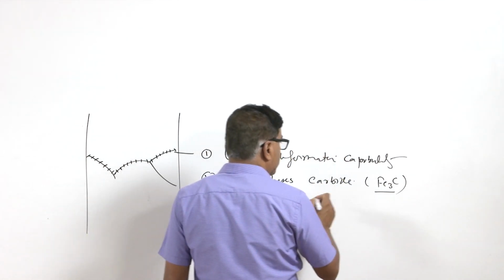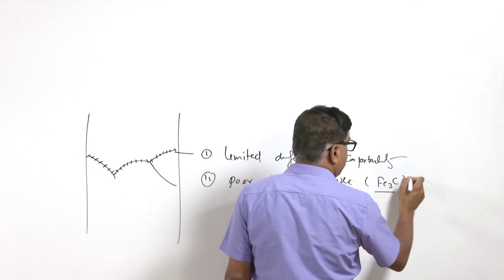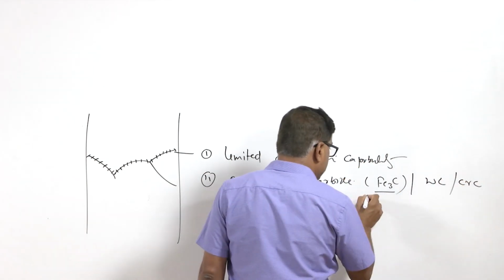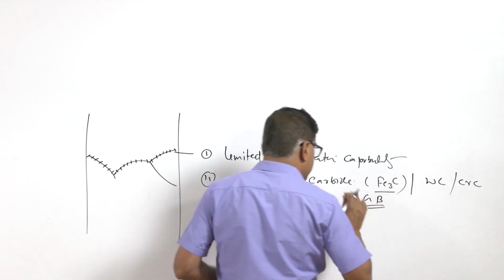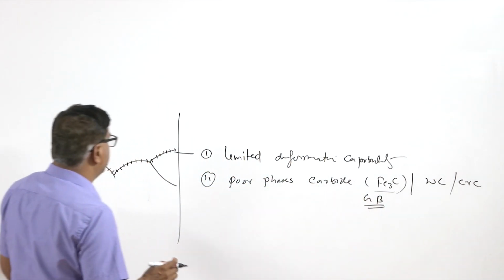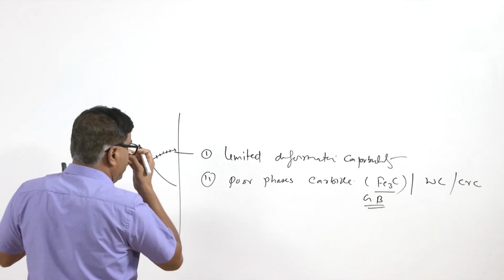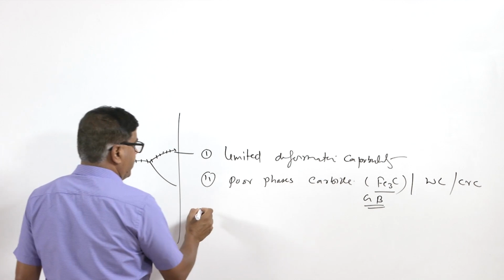So, the presence of poor phases in the form of carbides, tungsten carbide or chromium carbide, especially at the grain boundary, also weakens the grain boundary area and causes intergranular fracture preferentially.